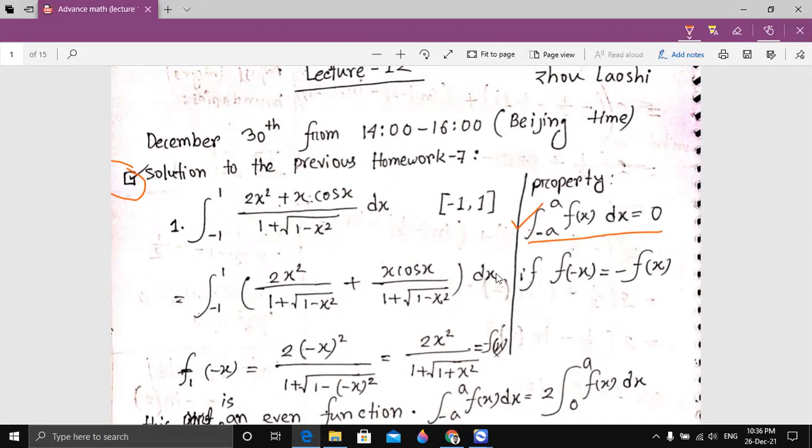Okay, so here our question is the integration from -1 to 1 of (2x square plus x cos x) by (1 plus root over 1 minus x square) dx. So this is a symmetric interval, right? Symmetric interval means our numbers are the same, just the sign is different: one is +1 and another one is -1. This kind of interval is called a symmetric interval.